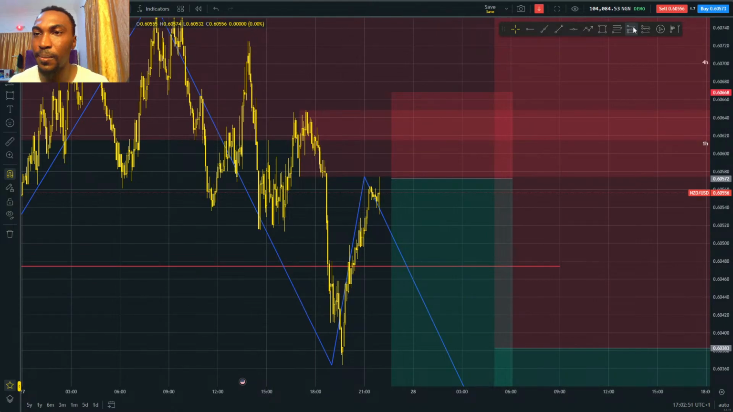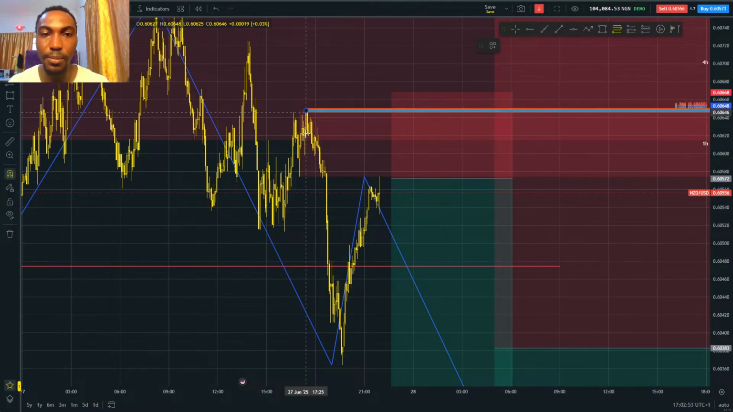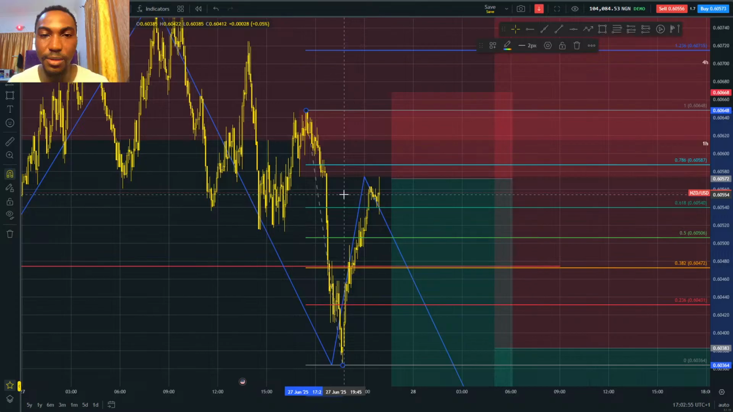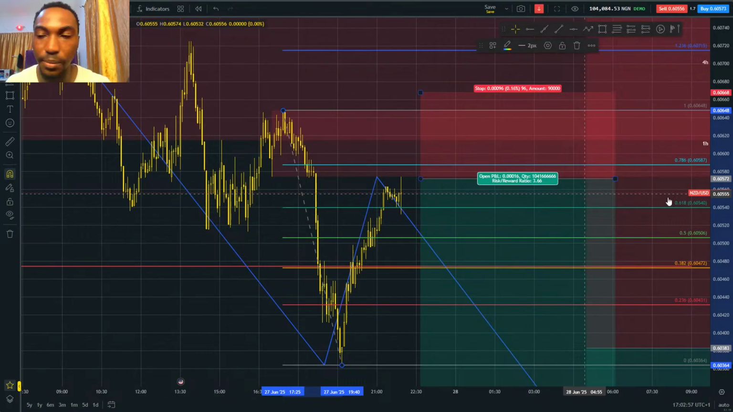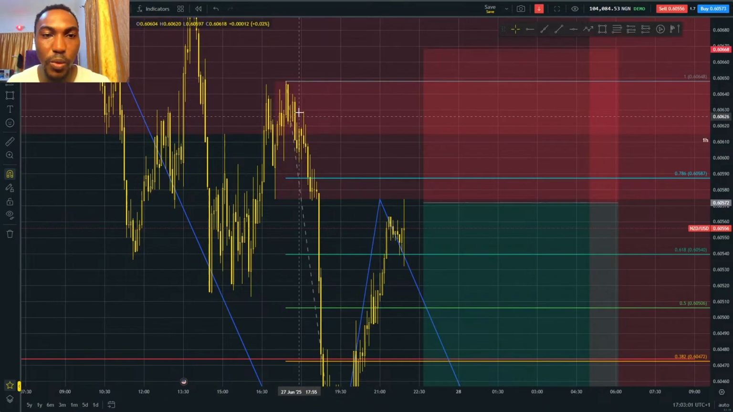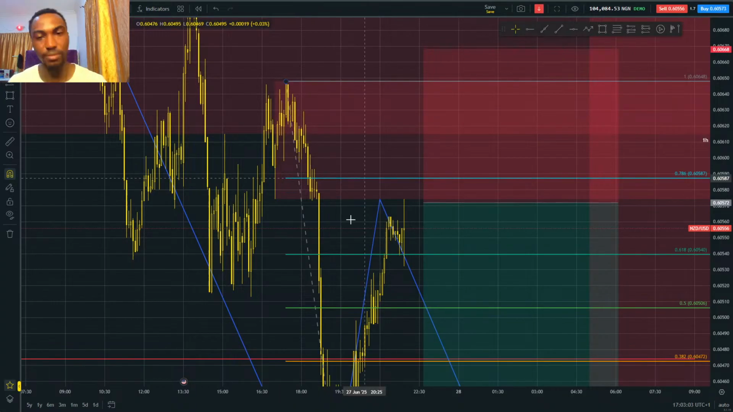And how do we do that? We simply pull our fibs. Our fib tells us everything. Our fib tells us that there is no more zone behind it. So this is your best zone actually. This is your best zone to short from.